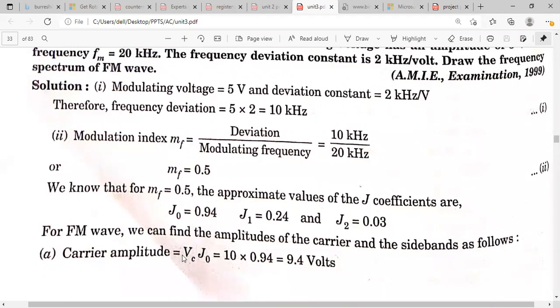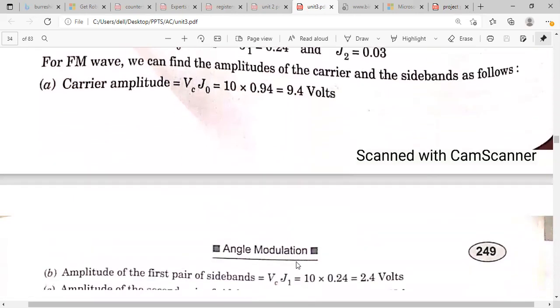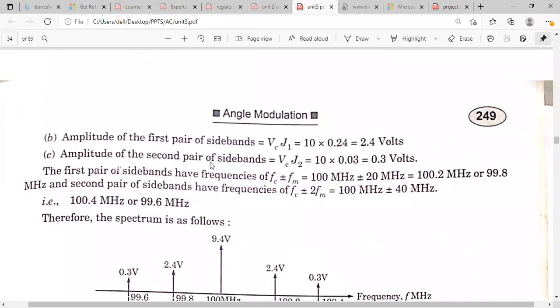The carrier amplitude will be equal to VC into J0, and the VC is given, that is 10 volts, and the J0 value is 0.94. If you substitute, you will get 9.4 volts. That is the carrier amplitude. And the first pair of sidebands will be equal to VC into J1, and the second pair of sidebands will be equal to VC into J2.